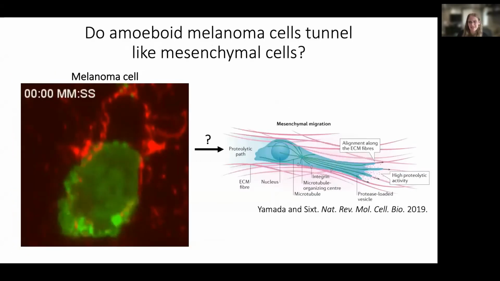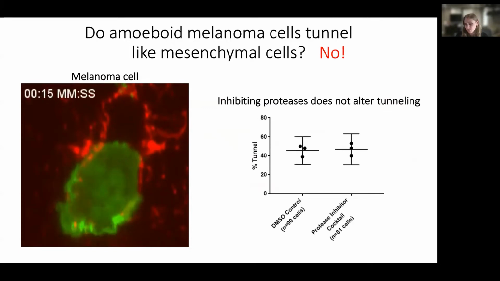And the obvious thing to test is that most cells, or at least the most studied form of migration, is mesenchymal migration, where cells release MMPs, enzymes that proteolytically degrade the collagen. So they chemically break apart the collagen. So we asked if melanoma cells were doing the same thing, and it turns out that they don't. As far as we can tell, when we inhibit proteases and look at local remodeling, the cells don't seem to be using MMPs to get through the collagen.